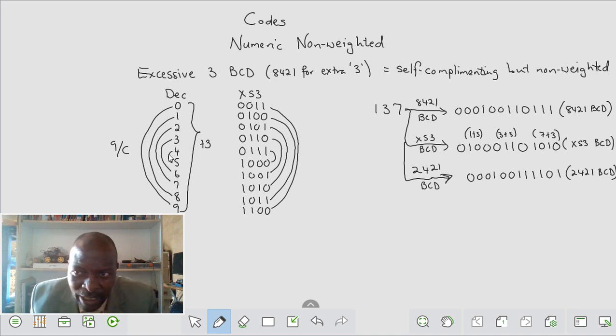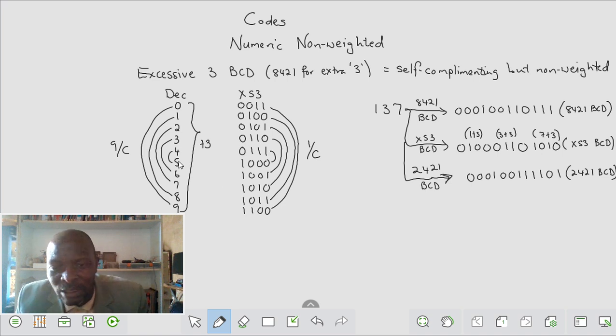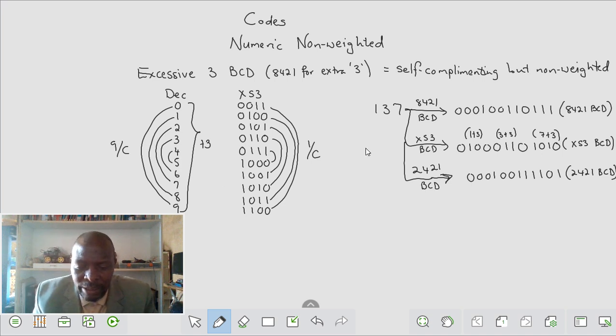So this is a non-weighted code, but it is self-complementing, as we've proven. This side is 1's complement of each other. So if every pair that is 9's complement of each other has code words that are 1's complements of each other, that is how we define our self-complementing code.